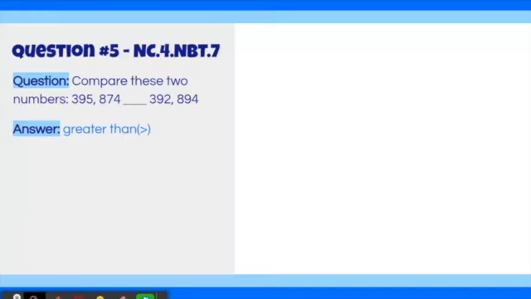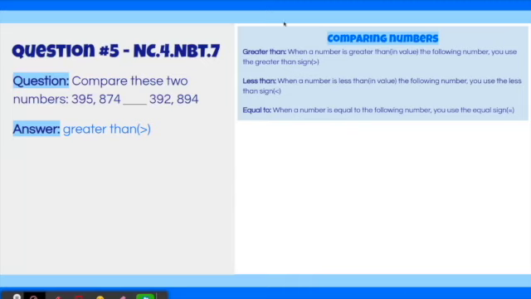The answer to this question is greater than. Okay, so this box over here kind of explains the signs you use when comparing numbers. So the first sign you use is greater than, and you use that sign when the number is greater than the number after it. So for example, 2 is greater than 1.